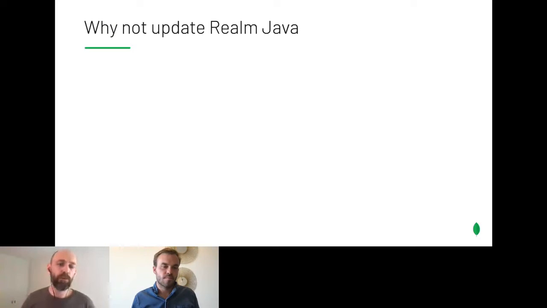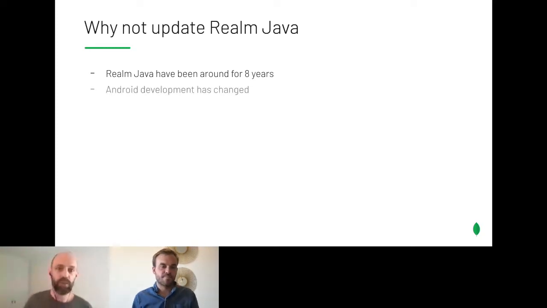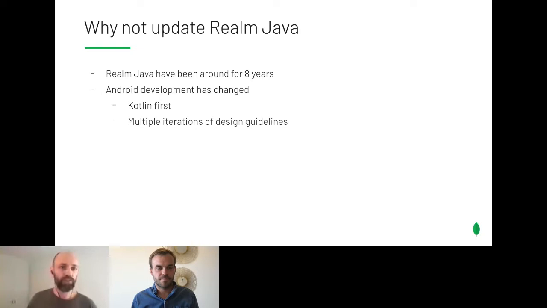So why not just keep up with RealmJava? To understand the challenge of keeping up with RealmJava, we have to have in mind that it has been around for almost a decade. Throughout that period, Android development has changed significantly. Not only has the language changed from Java to Kotlin, but there have also been multiple iterations of design guidelines. And now finally, official Android architectural guidelines and components.